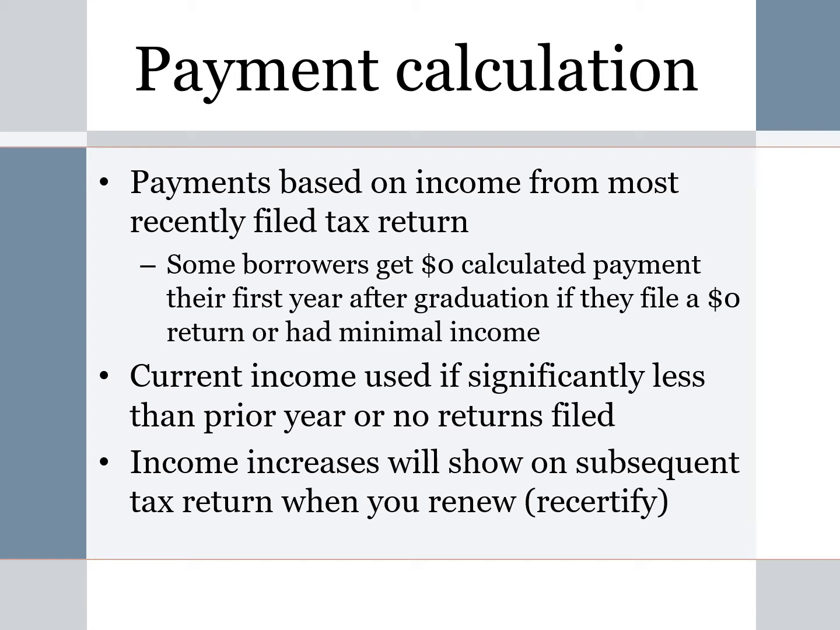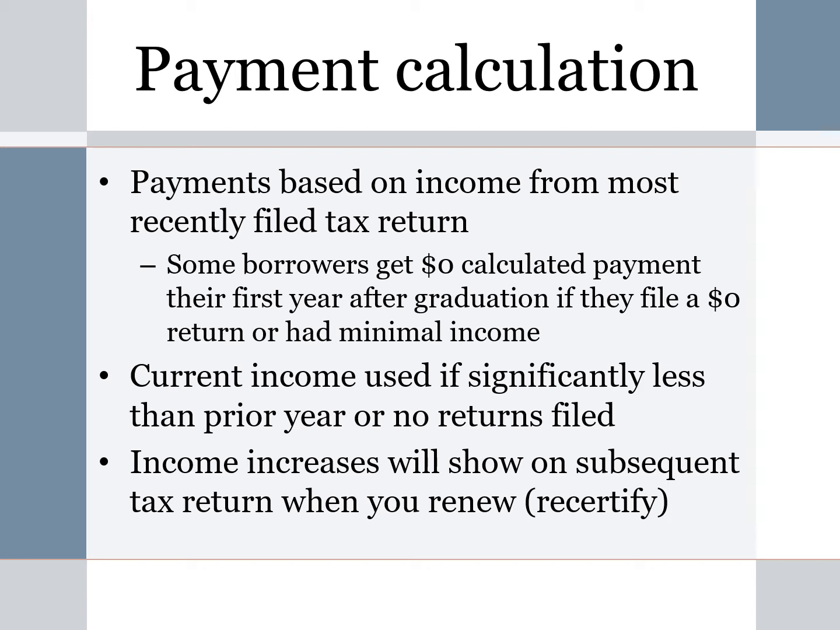Current income will be used, or should be used, if it is significantly less than last year, or the borrower did not file a return for, I believe it's the prior 2 years. By the way, look at bullet number 2. Current income used is significantly less than prior year. The COVID-19 pandemic is a perfect example of this.